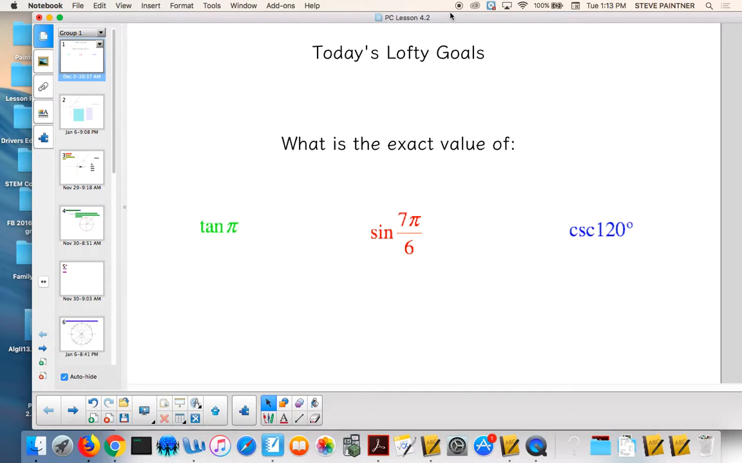Okay, first one is right here. All right, this slide. This is 4-2. Yep, I'm going backwards. I did 4-3 last week. Now I'm going back to 4-2.